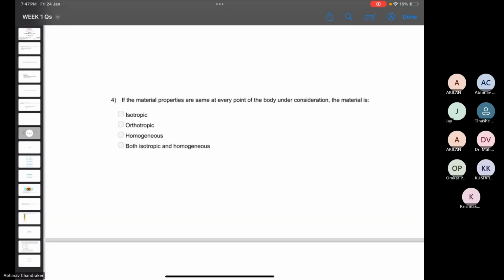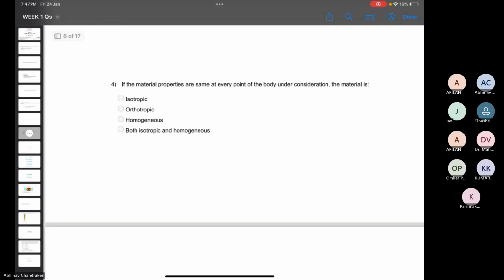Isotropic and homogeneous. So all of you have the same answer, isotropic and homogeneous.